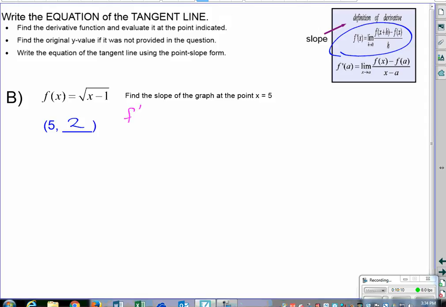F prime of x is equal to the limit as h goes to 0. I need to evaluate f of x plus h. So wherever I see an x, I'm replacing it with x plus h. Then I subtract 1, minus the original f of x. The original f of x is x minus 1, all divided by h. If I tried to substitute 0, I would end up with 0 over 0. That doesn't help me. So what we need to do is work with the limit.